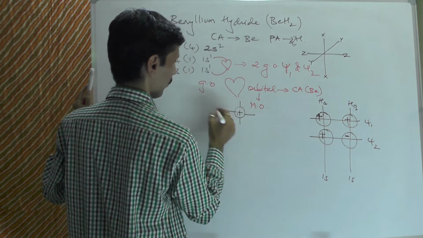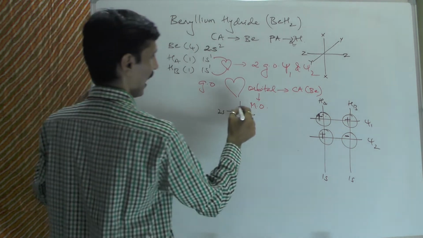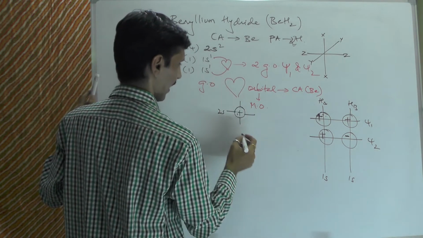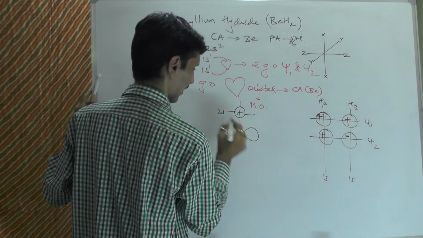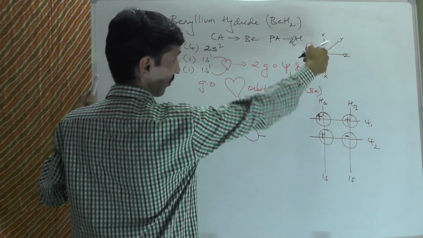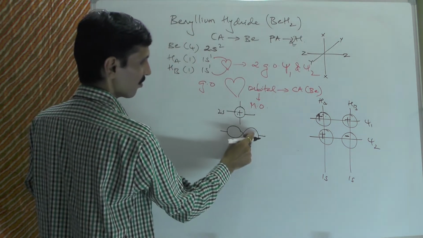Okay, I start with the positivity, so 2s. Okay, then as we go for the bonding axis, the bonding axis is going to be z, so we show it like this. Okay, because this is a z axis, you can check it out over here. So there are 2 lobes.